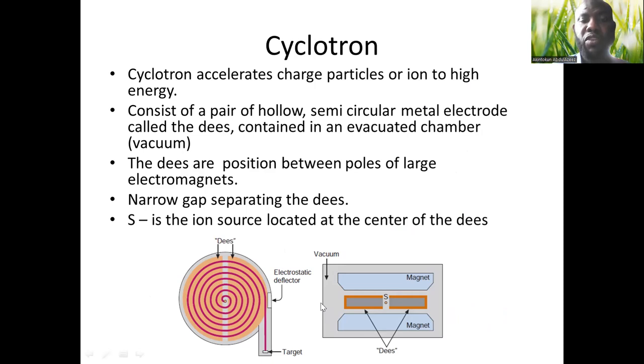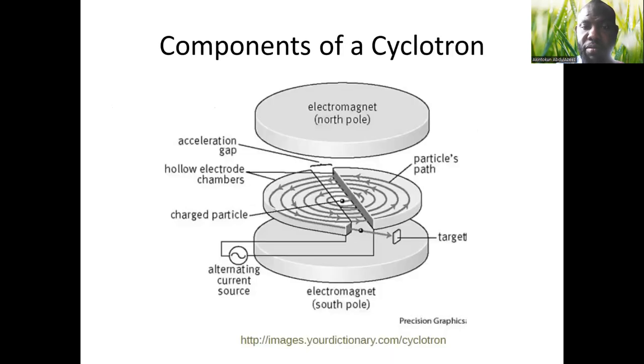The Ds are positioned between the poles of large electromagnets, and we are going to talk more about the function of this electromagnet. There is also a narrow gap separating the two Ds. You see, this is one D, and the space between the Ds is the D gap. The center of the cyclotron is where we have the ion source, located right at the center of the Ds.